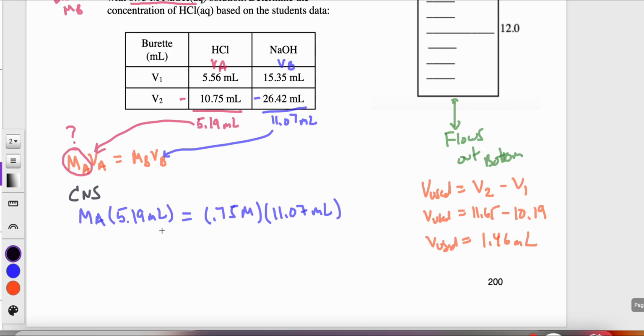Now that we have our correct numerical setup, simply multiply 0.75 times your 11.07 and divide the product by 5.19. When you put this into your calculator, you end up with a molarity value of 1.6 M. So that would be the final calculated answer.